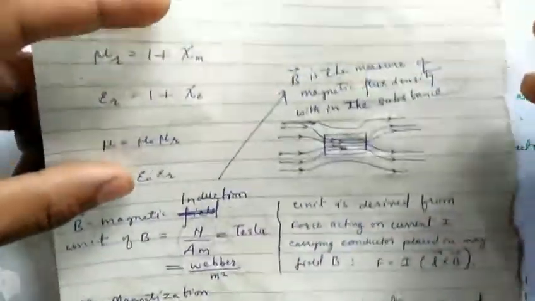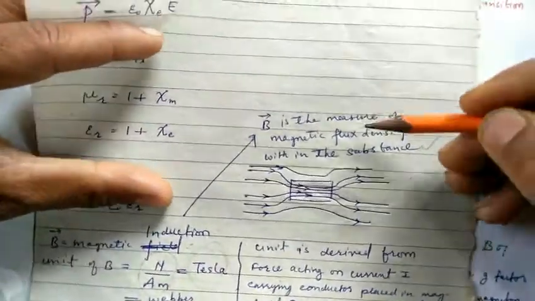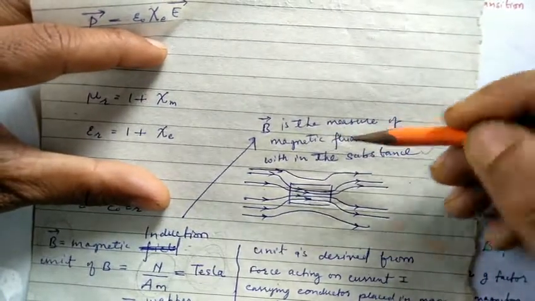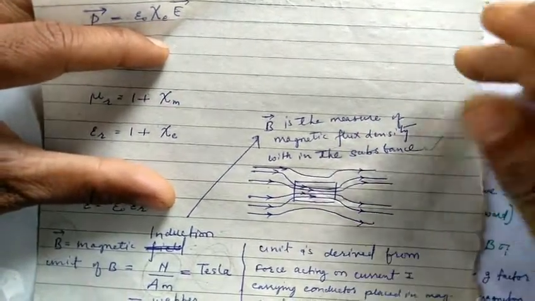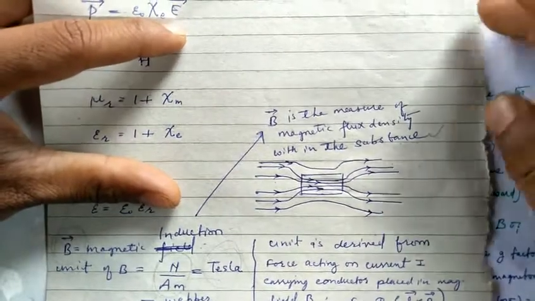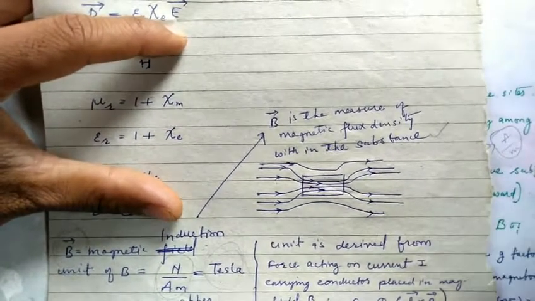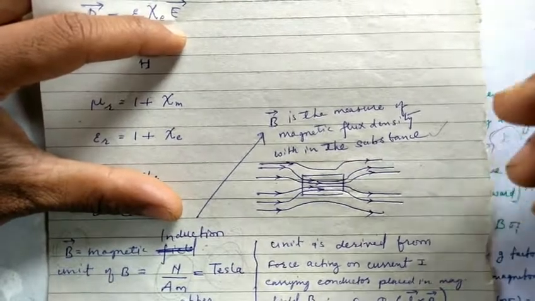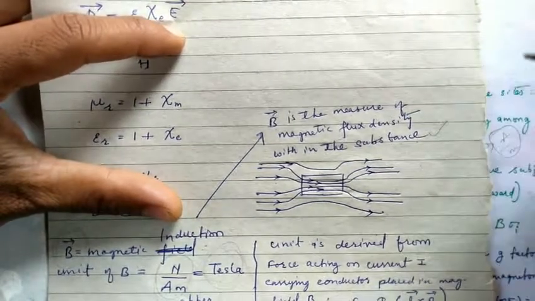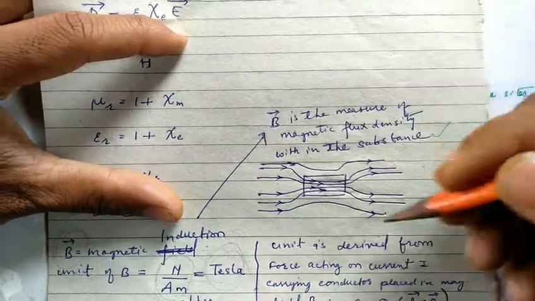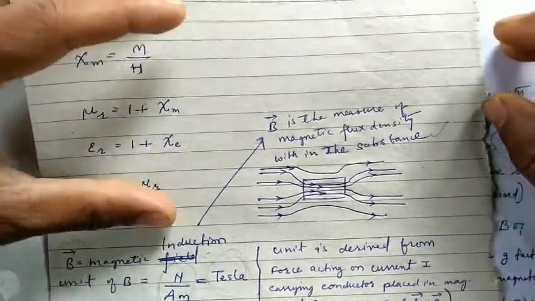Okay, now what is magnetic induction? Magnetic induction is a measure of the magnetic flux density within the substance. Basically, the magnetic induction gives you the magnetic flux inside the substance. So it counts the number of magnetic lines that pass within the substance.